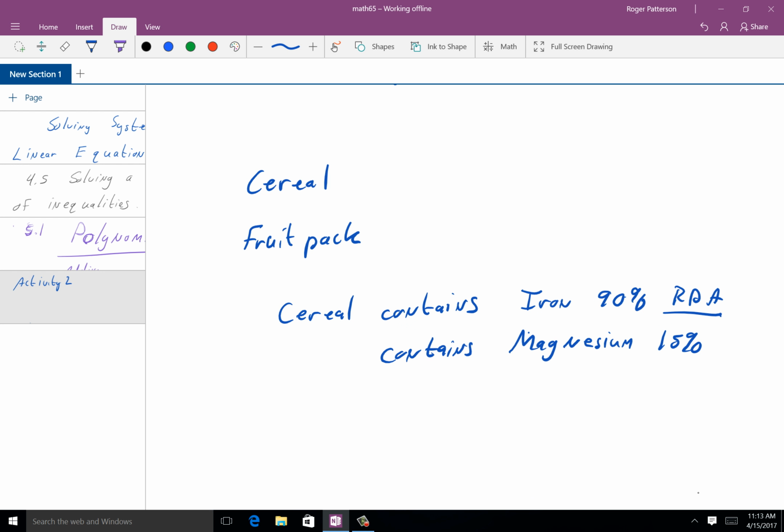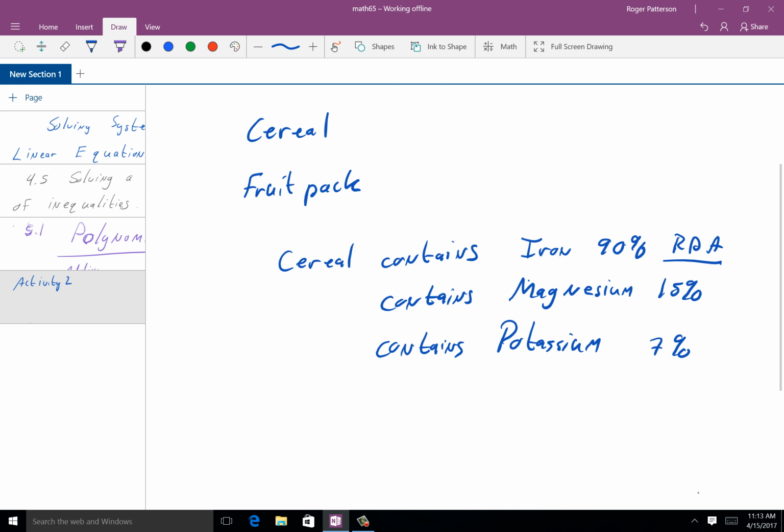And then the other one is potassium. That has 7%. Not a lot of potassium in there. Okay. The other important item is the number of calories. I'm going to put that in red because I want to separate that out a little bit. Now this is just plain dry cereal with no milk or anything. It has 190 calories. All right.